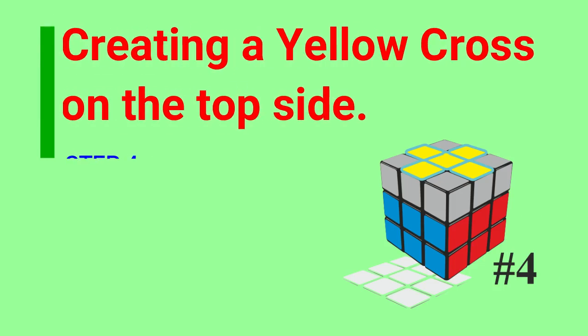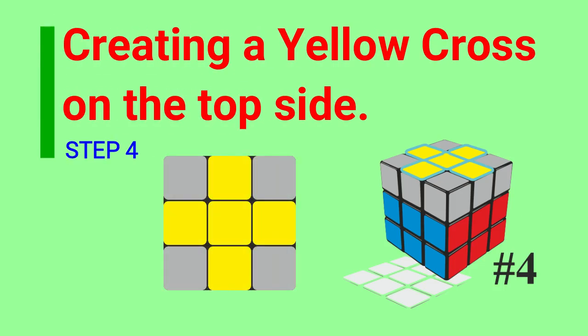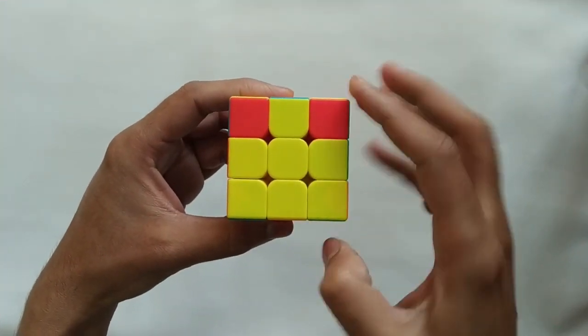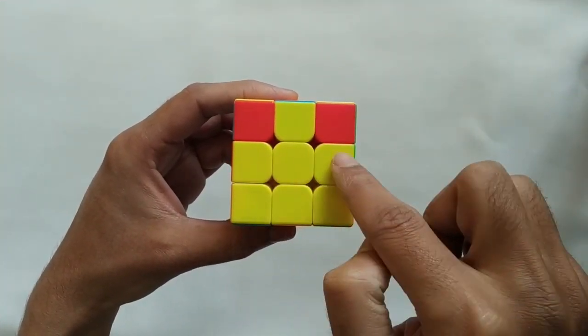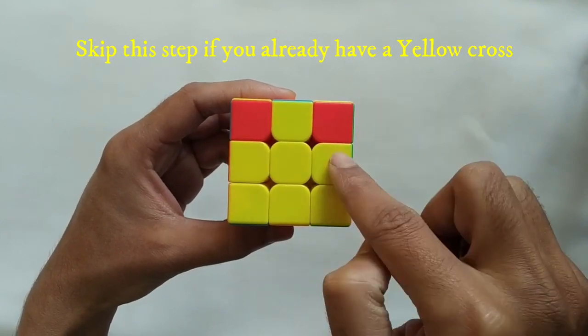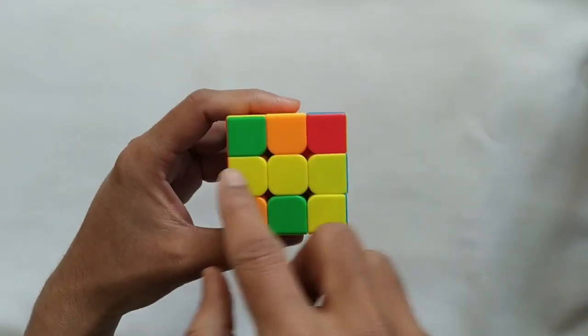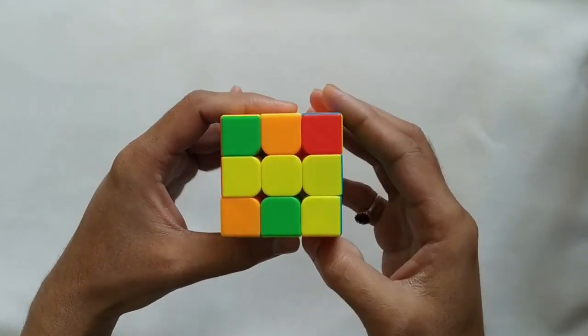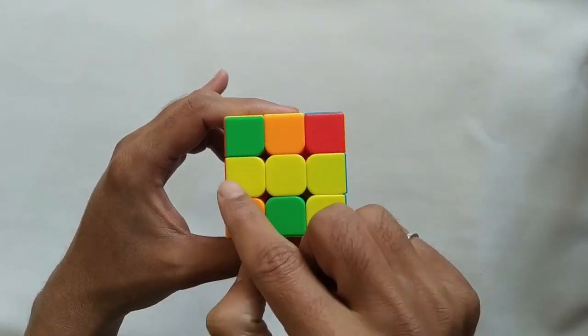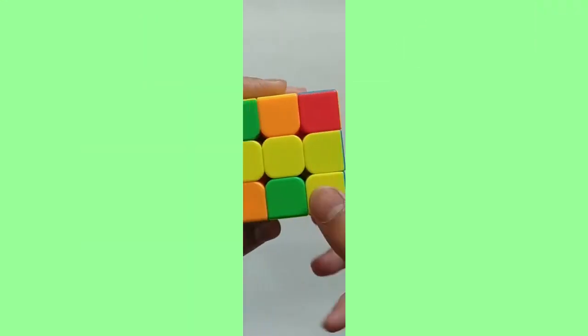Step 4. Creating a yellow cross on the top layer. Sometimes it happens that when you finish the two layers, you already have a yellow cross on the top layer. If you are lucky enough to have a yellow cross already, skip this step. But if you see a yellow line on the top layer of the cube, then hold the cube in such a way that the yellow line is facing horizontal to you and apply this algorithm.